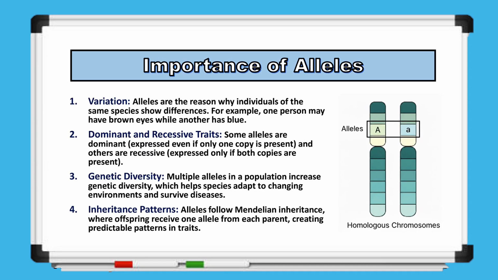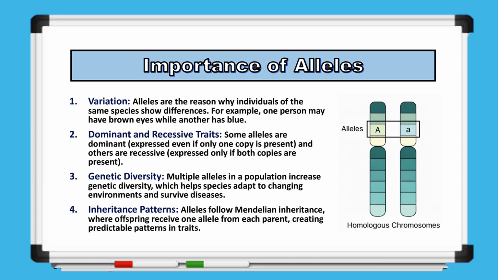Now let's discuss the importance of alleles. First, alleles are responsible for variation. They explain why individuals of the same species can show differences in traits. For example, one person may have brown eyes while another has blue eyes. Second, alleles determine dominant and recessive traits. Some alleles are dominant, meaning they are expressed even if only one copy is present, while others are recessive and are expressed only if both copies are inherited.